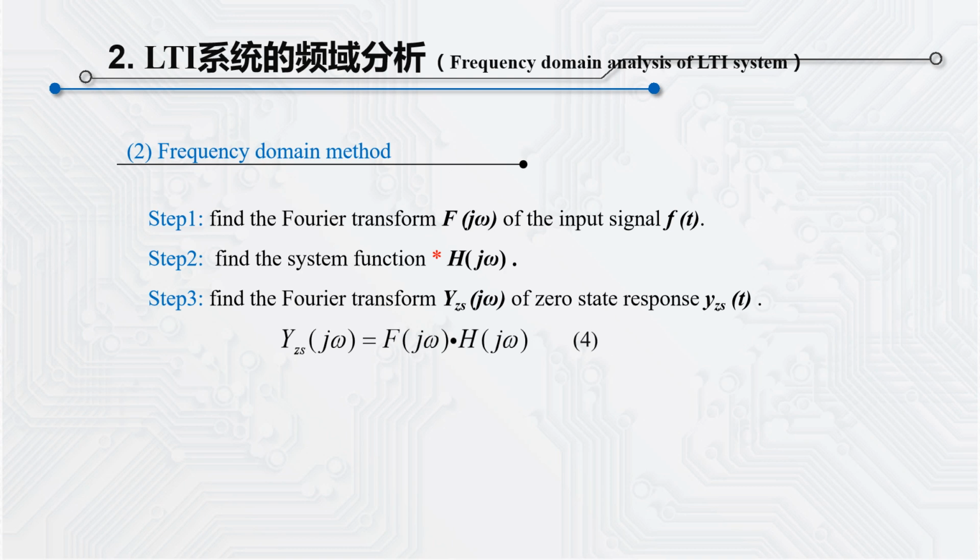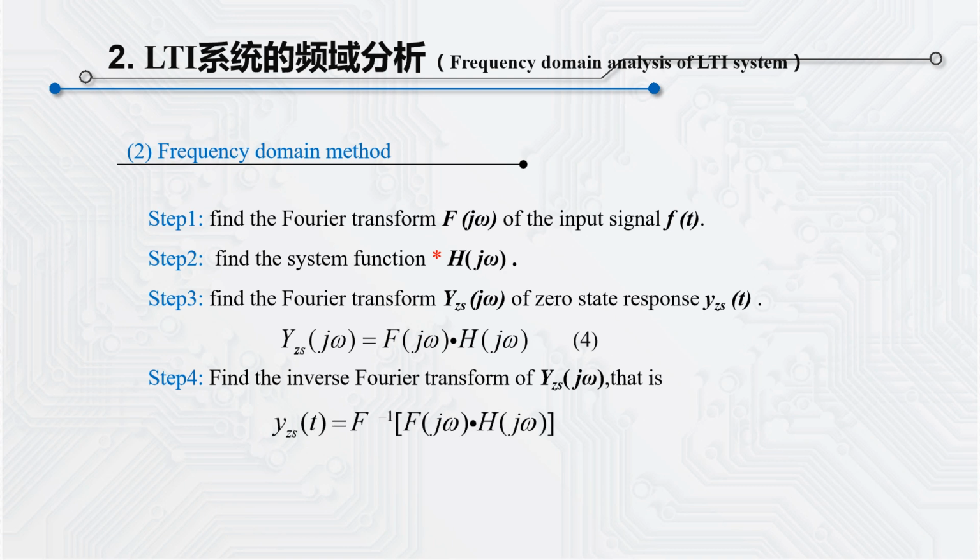According to Formula 4, we can find the Fourier transform of the zero-state response yzs(t) by multiplying the spectral density function of input signal and the system function. Step 4. If we need to solve the time domain output of the system yzs(t), we can take the inverse Fourier transform of Yzs(jω). In this way, we can convert time domain response into frequency domain response.